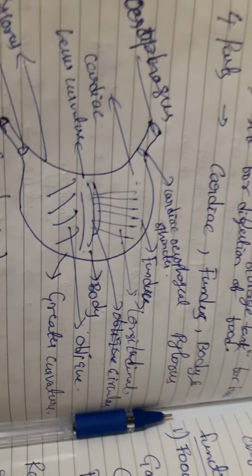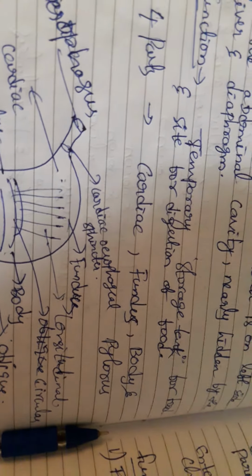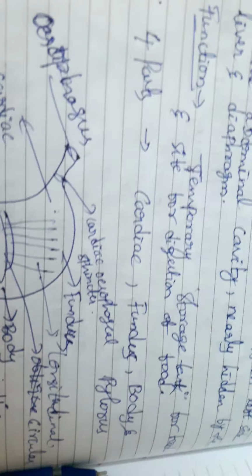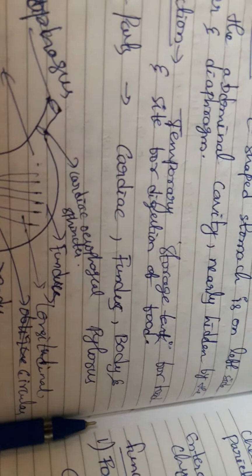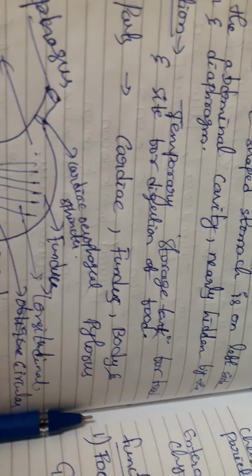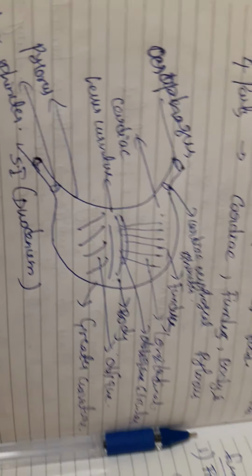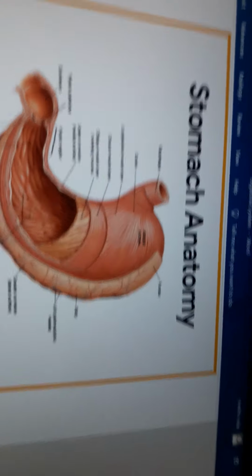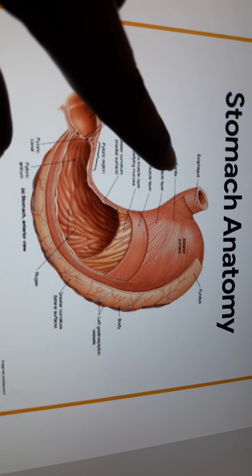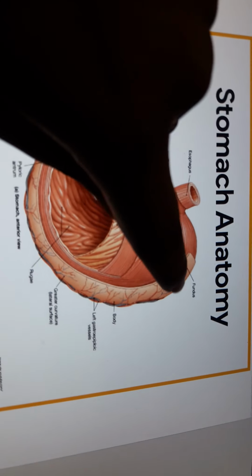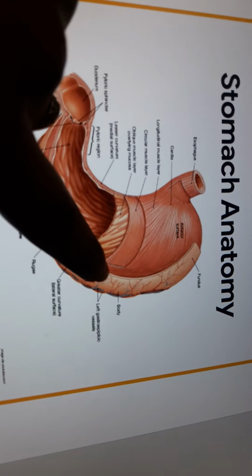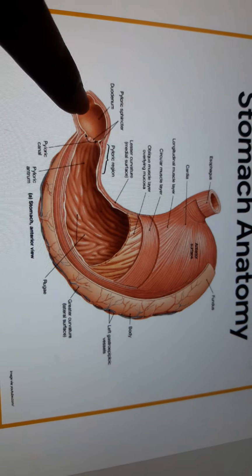Next, coming to the anatomy in detail. The stomach is divided into four parts: cardiac, fundus, body and pylorus. For clear identification, I will go with this diagram. Here you can see the stomach, consisting of the cardiac, fundus, body and pylorus regions.